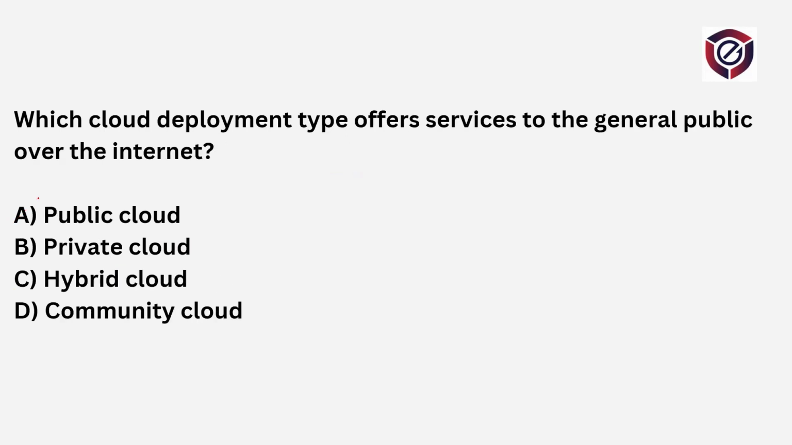Which cloud deployment type offers services to the general public over the internet? Again, the question itself contains the answer. Whenever cloud services involve the public, meaning giving services to the public over the internet, it comes under the category of public cloud. So the correct option is option A, public cloud.